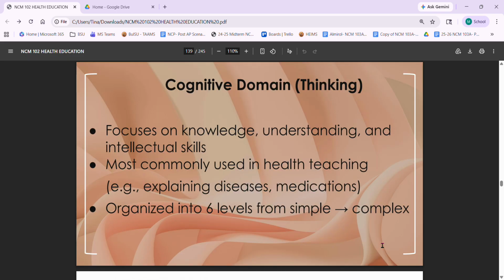Okay, so again, mauulit lang po at nang mauulit. So quick review lang, the cognitive domain is the thinking part, more focused on knowledge and understanding. Okay, most commonly used in health teaching. So explain diseases and medication. So it is organized into 6 levels from simple to complex.